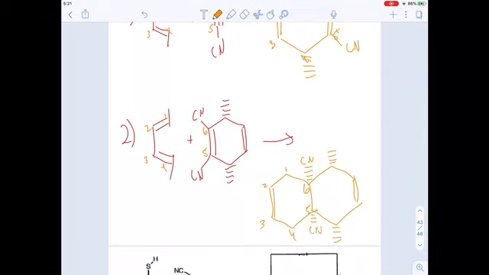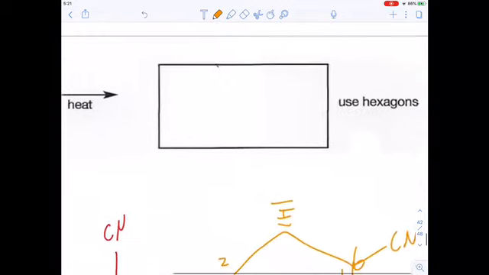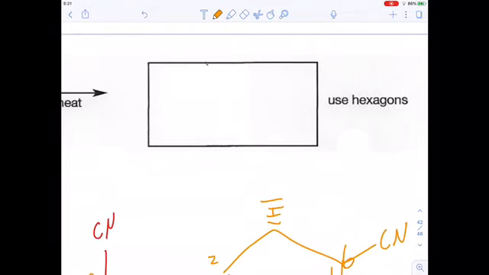And between 5 and 6, now your CNs are going to be on dashes because they're pointing towards the center. And now they do get stereochemistry because now they're sp3 hybridized. And then on 1 and 4, you're going to have, again, dashed methyls. So that's what your product is going to be. And I'll go ahead and fill it in.